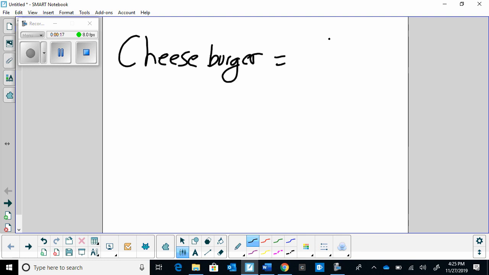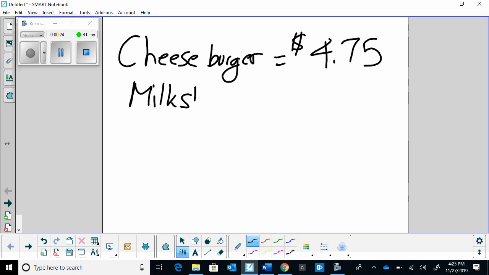All right, that is $4.75. All right, and I get a milkshake. All right, that's $5.25. Got the big one. All right, and now I need to calculate a tip.